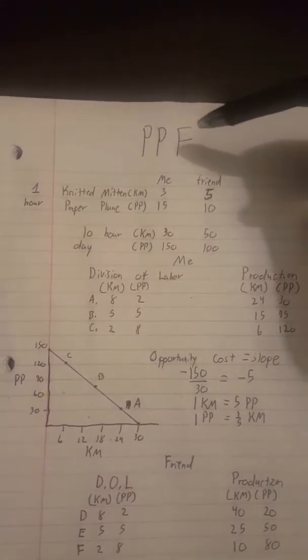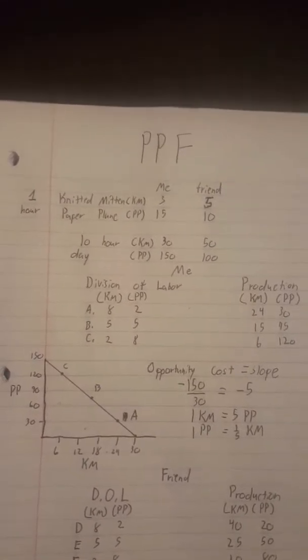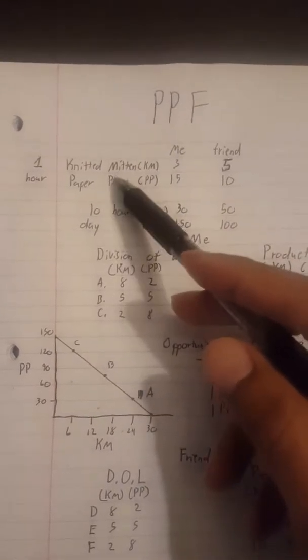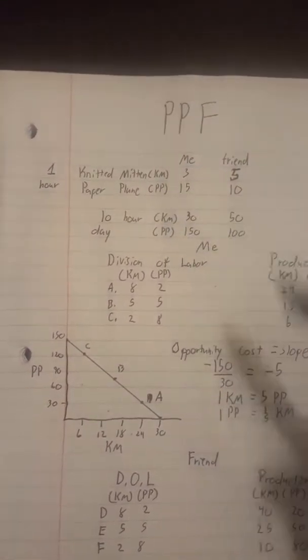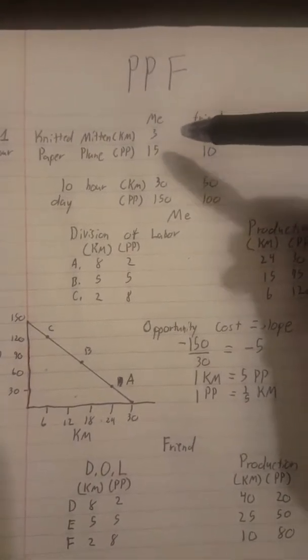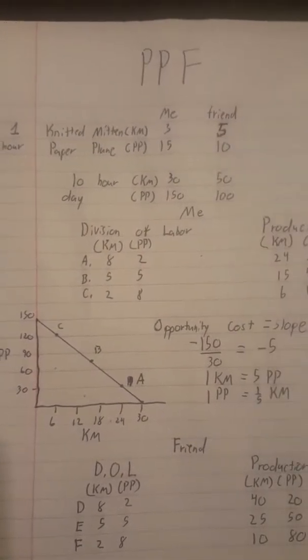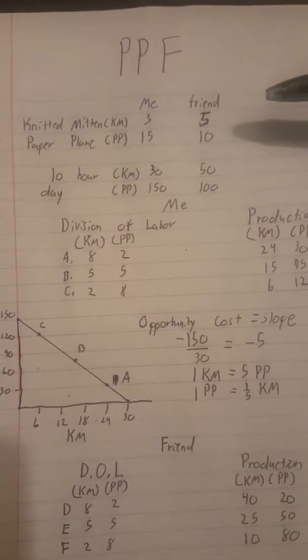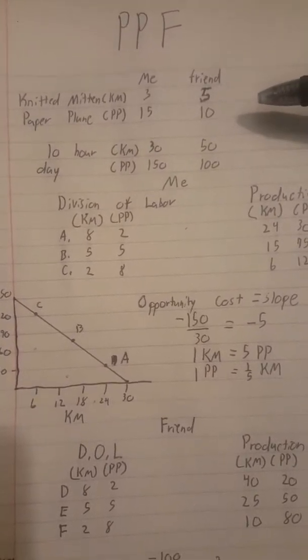Today I'm going to be showing you about the production possibility frontier. Our goods are knitted mittens and paper planes. In 1 hour, I can make either 3 knitted mittens or 15 paper planes. My friend can make either 5 knitted mittens or 10 paper planes.